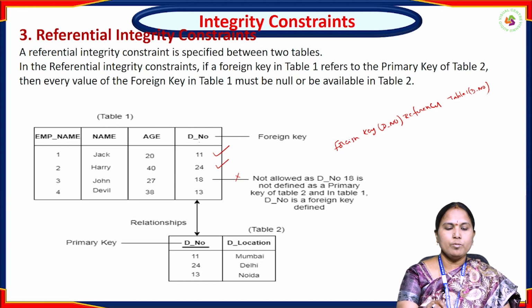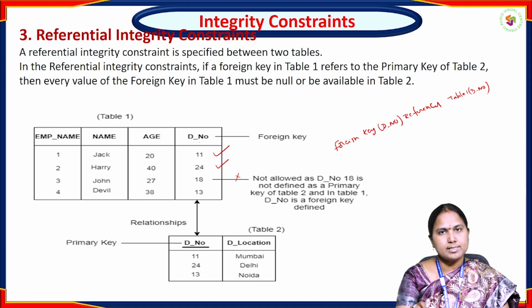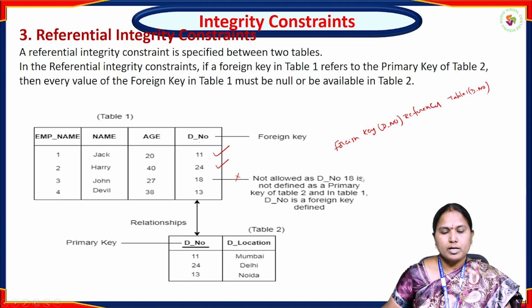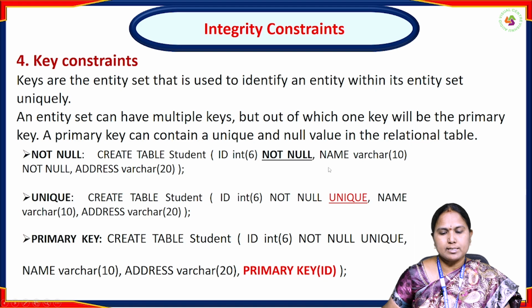Okay. So, a referential integrity constraint is specified between two tables. Whatever column value we are referring to, that value must be a primary key column. With the support of reference, we are referring to the primary table values. This is the importance of the referential integrity constraint.